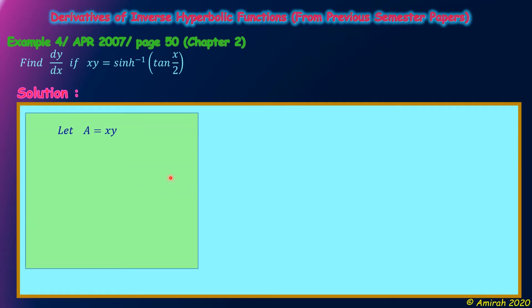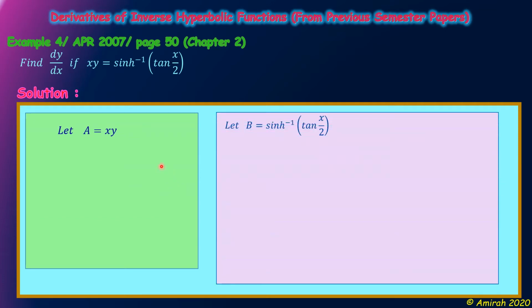Okay, first step, let's define them one by one. Let A equal xy and B equal inverse sinh tangent x over 2. Then we differentiate one by one. To differentiate A, we can use the product rule because this is a multiplication operation between two variables.